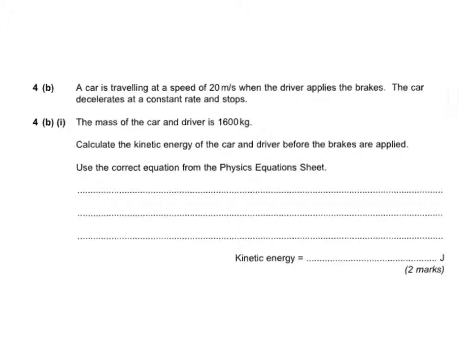In question 4B, part 1, the exam asks you to calculate the kinetic energy. This is relatively simple. All you need to do is use the equation EK is equal to half times mass times velocity squared from the P2 equation sheet. You simply get a mark for writing down this equation and can get the second mark by getting an answer of 320,000 joules.